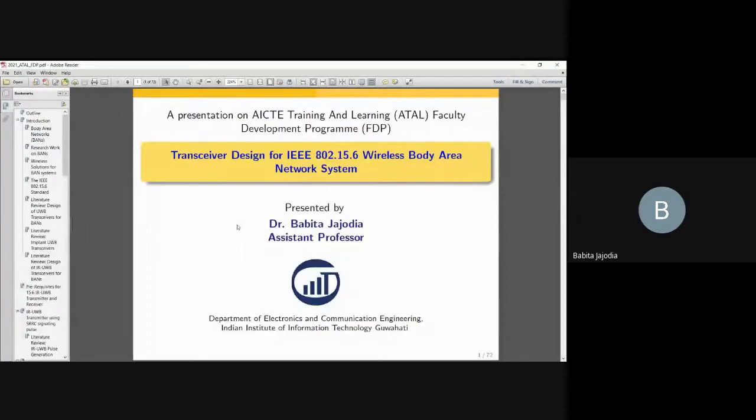Okay, so let me share my screen. Can anyone just confirm whether it's visible or not? Yeah, are the slides visible? Yes, madam. Okay, you are able to see the slides, right? Okay. Yes. Okay.